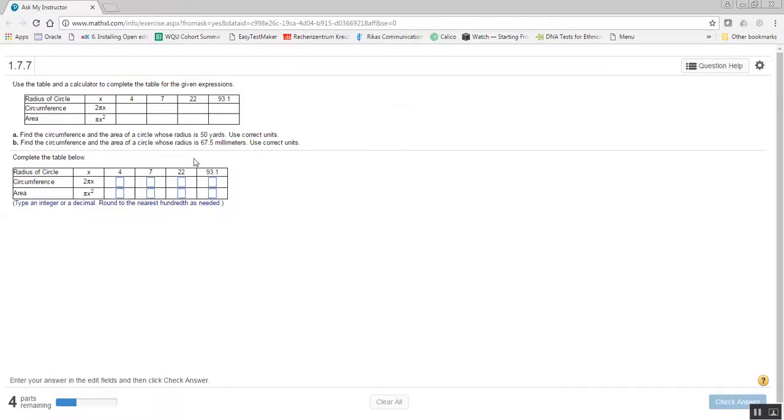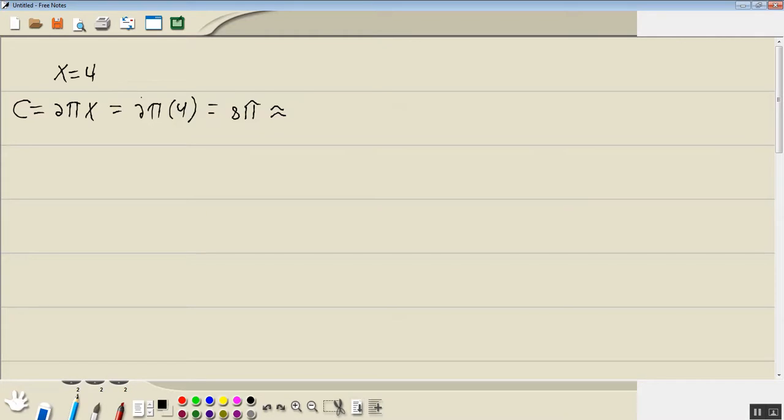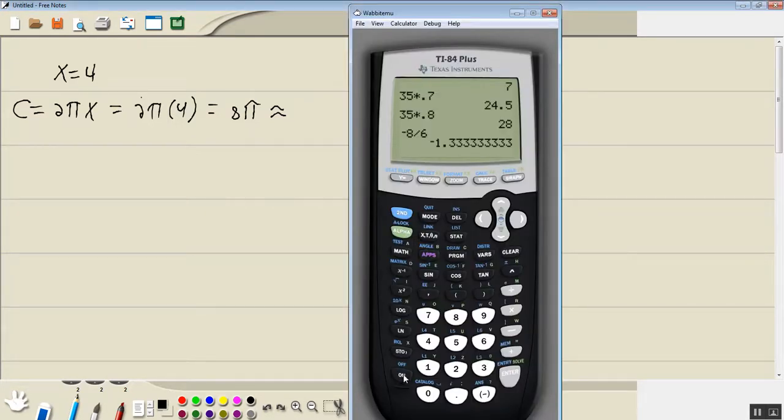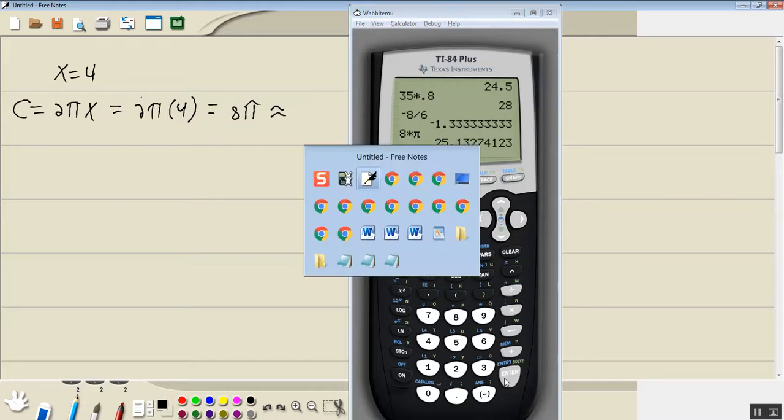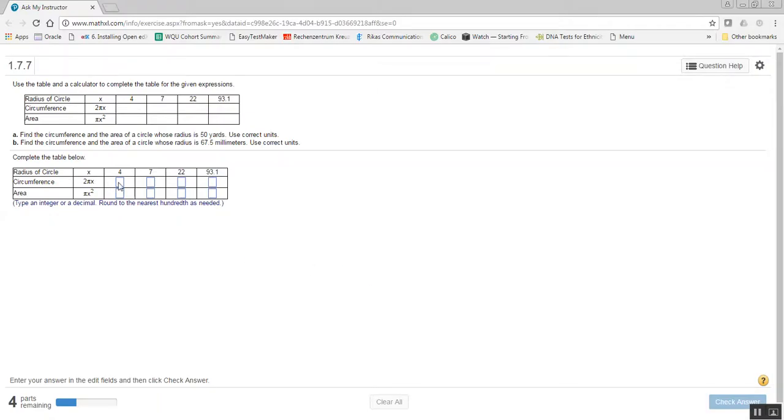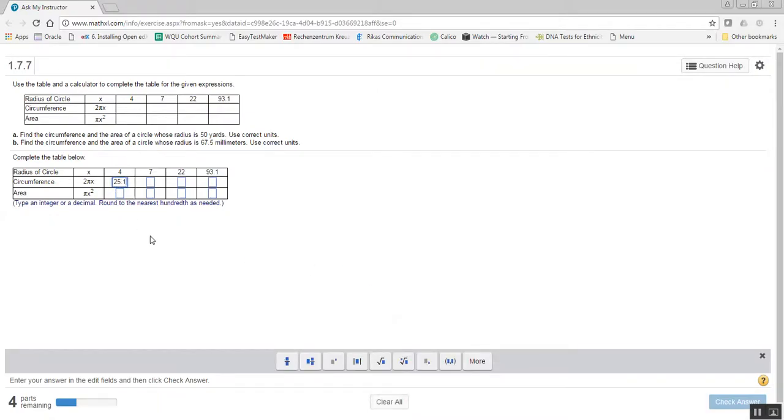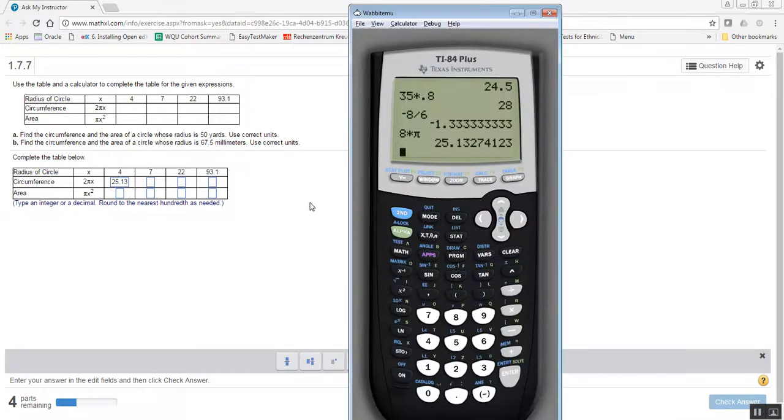And they say rounded to hundredth as needed, so 2 decimal places. So if I do 8 times pi, I got 8 times pi is second caret on this calculator. Then we get 25.13. So this would be 25.13.